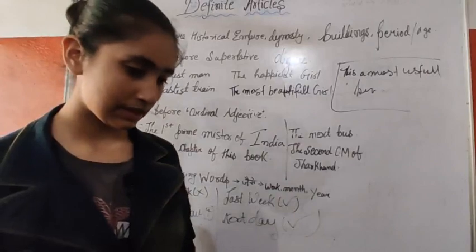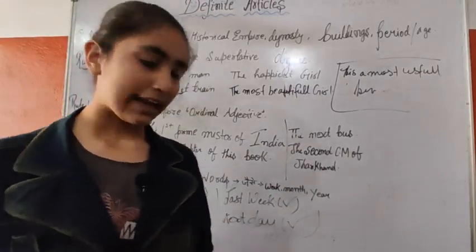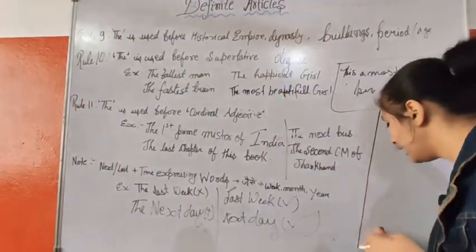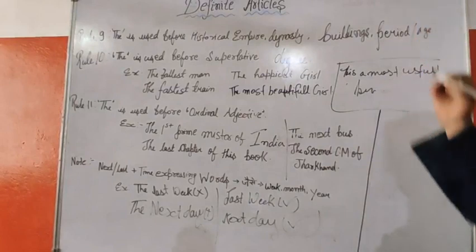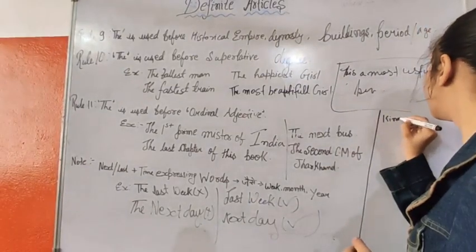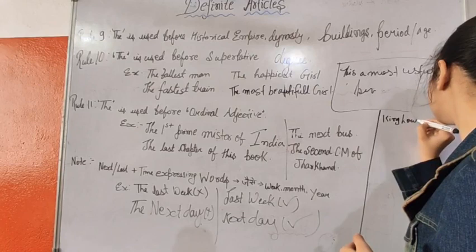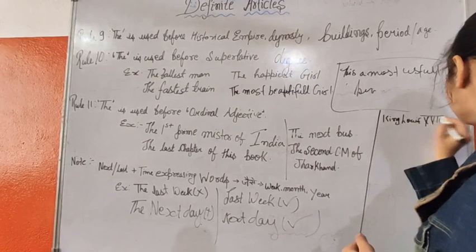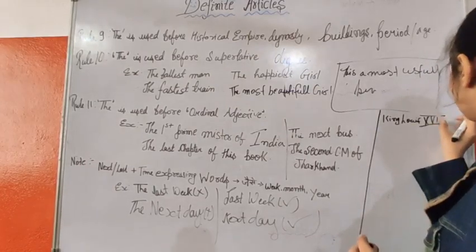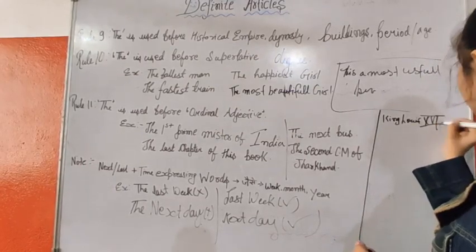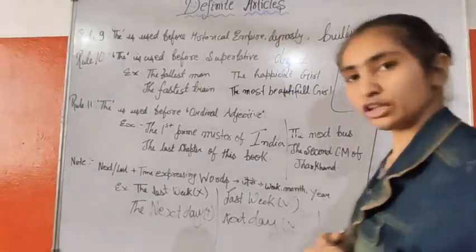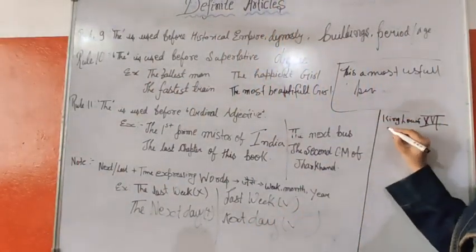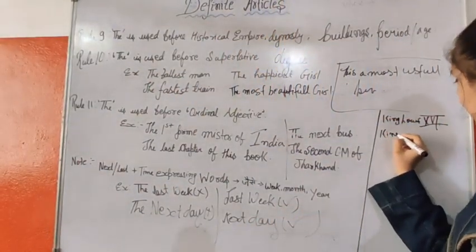But guys, "the" is never used with Roman figures. For example, take King Louis XVI. So guys, King Louis XVI was the king in France, and due to him the French Revolution was done. Okay guys, so you can never say King Louis the 16th.